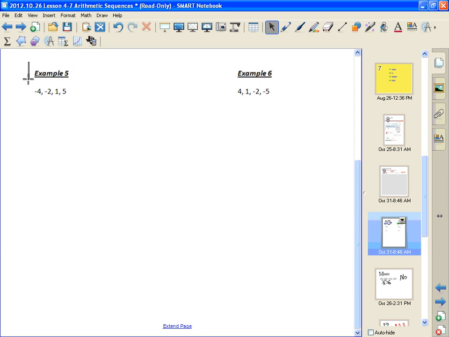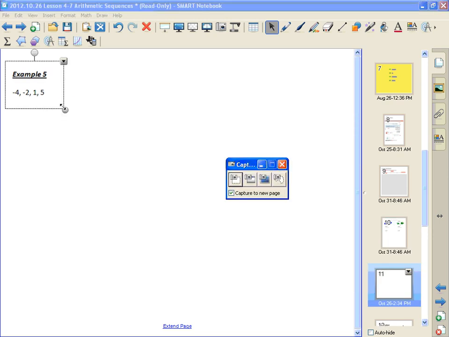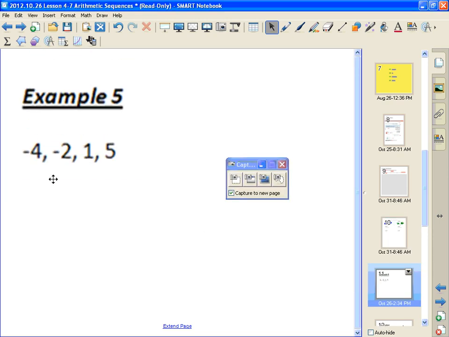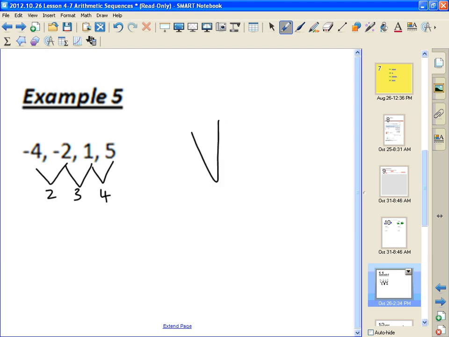All right, so on example 5, you should have gotten the difference between -4 and -2 was +2, because it goes up. From -2 to 1, the difference is 3. And from 1 to 5, the difference is 4. So because of that, no, that is not an arithmetic sequence.